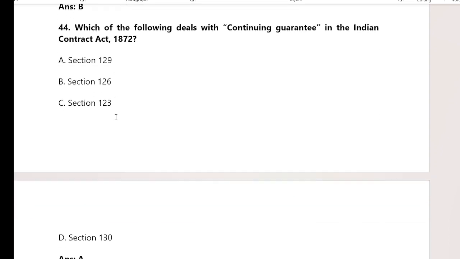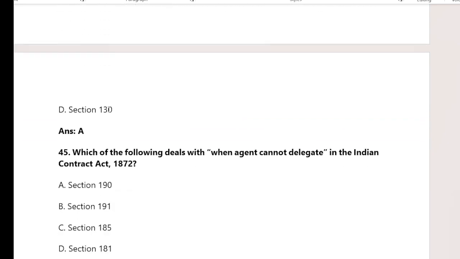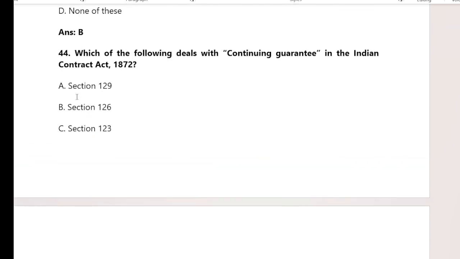And the next question is, which of the following deals with the continuing guarantee in the Indian Contract Act 1872? Option A: Section 129, option B: Section 126, option C: Section 123, and option D: Section 130. The right answer is option A, Section 129.